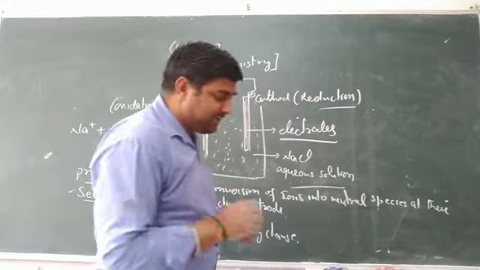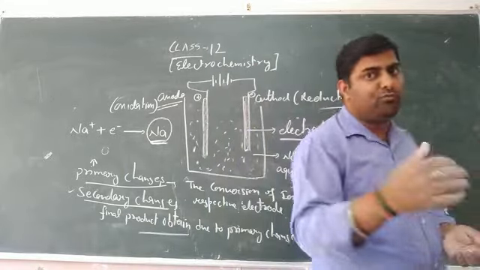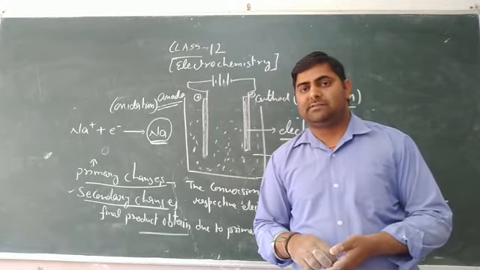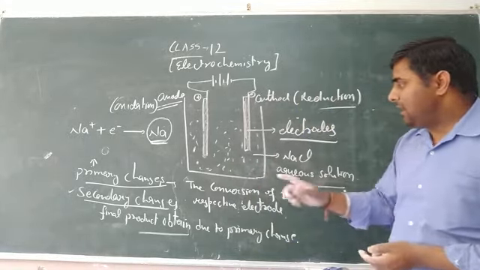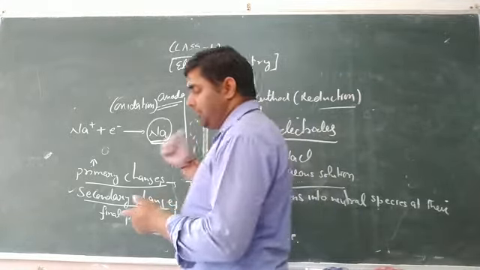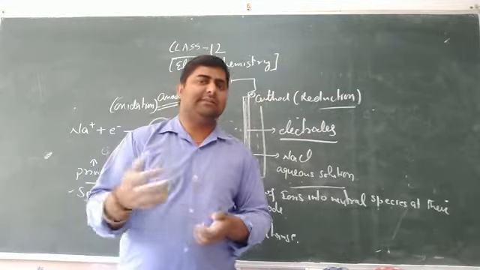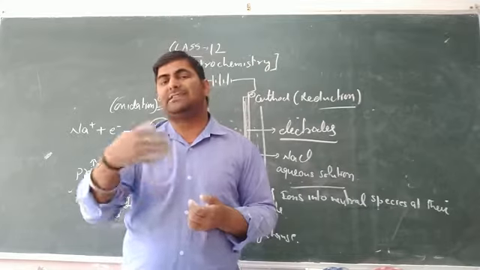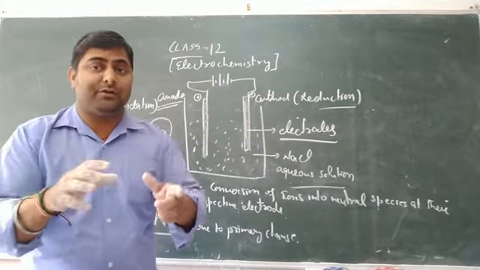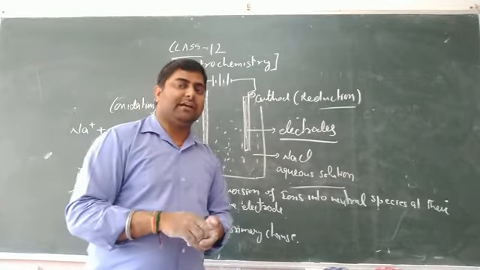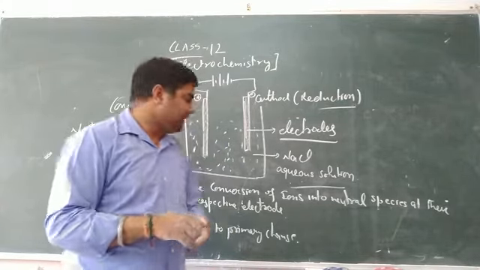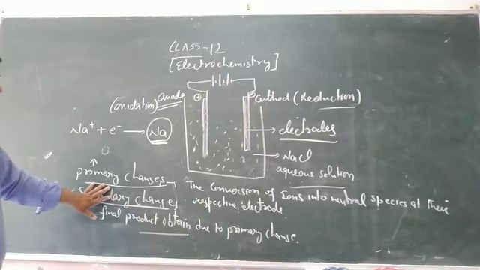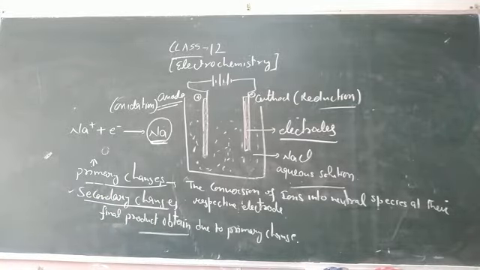Keep in mind, primary changes are those in which the ions move towards their respective electrodes and get converted into neutral species. Whereas secondary changes are those which are formed due to the primary changes. In some cases, there are primary changes, but the product which we are expecting is slightly different from the product which we actually get. That change is known as secondary change. So we have two types of changes that take place during electrolysis: primary changes as well as secondary changes.